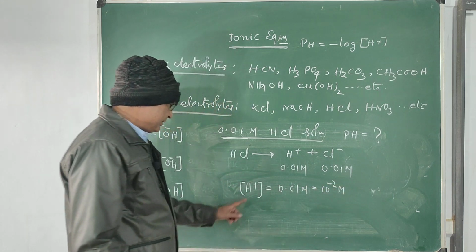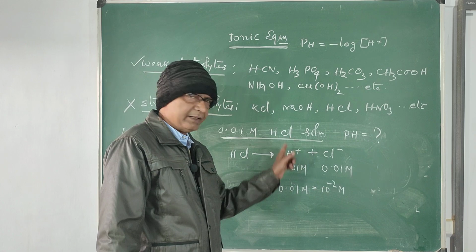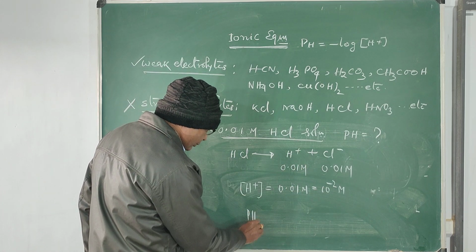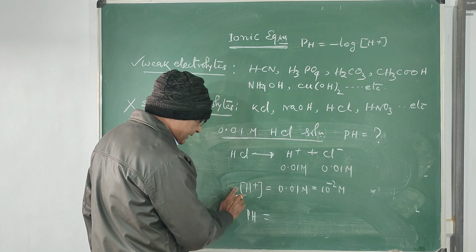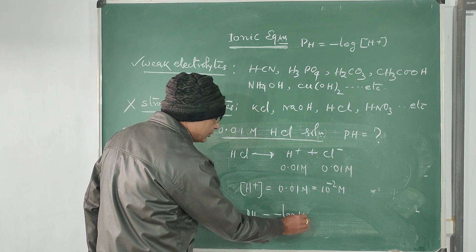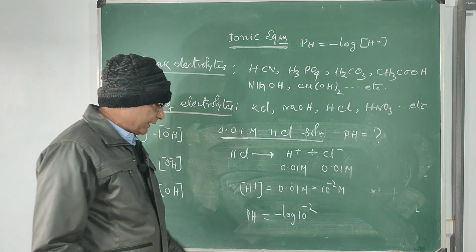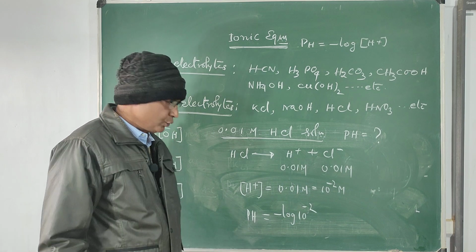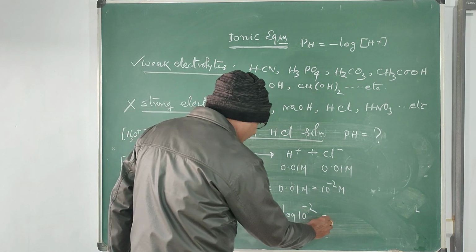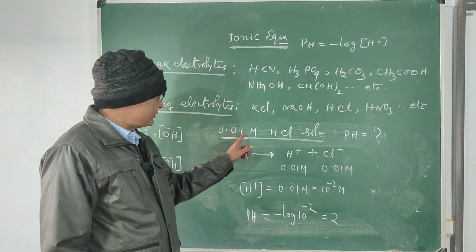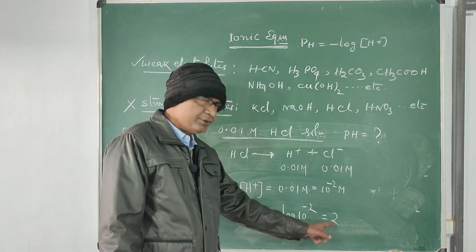This is equal to 10 to the power minus 2 molar. So this is the hydrogen ion concentration of the HCl solution. Now pH equals the negative log of 10 to the power minus 2. So what is the pH? The pH of 0.01 molar HCl solution is 2.